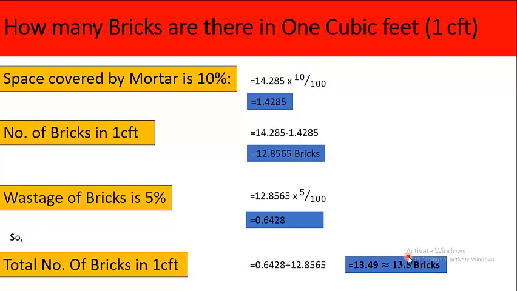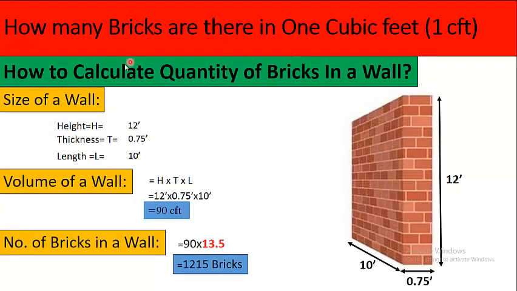By knowing this value, you can easily find the quantity of bricks in a wall only if you know the dimensions of the wall and the number of bricks in 1 CFT. So let's suppose the height of a wall is 12 feet, thickness is 0.75 feet and its length is 10 feet. Now to get the volume of the wall, we will multiply all these three dimensions. We will get 90 CFT.